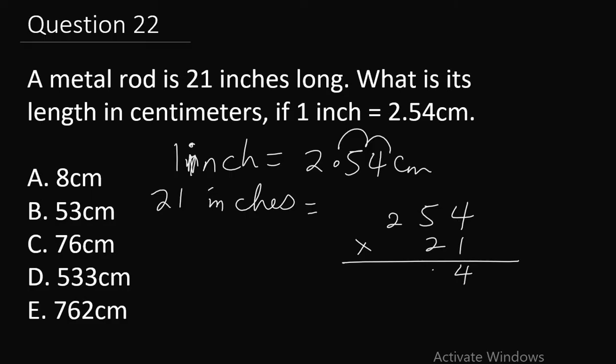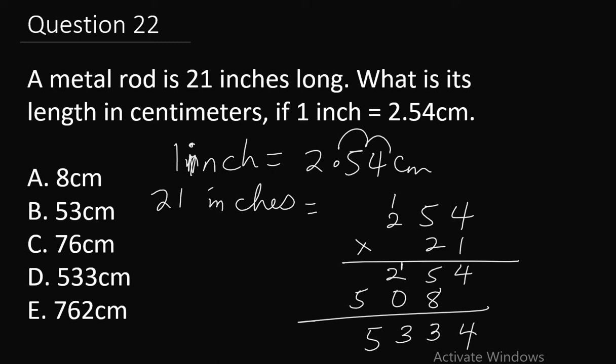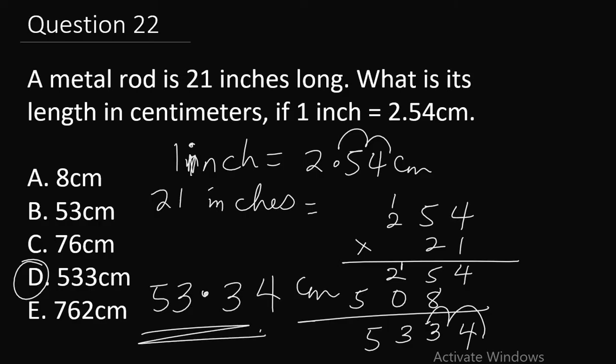1 times 4, 4, 1 times 5, 5, 1 times 2, 2. 2 times 4, 8, 2 times 5, 10, 0, carry 1, 2 times 2, 4, plus 1, 5. So we have 4, 8 plus 5, 13, 3, put 1 here, 2 plus 1, 3, bring down 5. Remember, we have 2 decimal places, you move 1, 2, put your point. So the right answer is meant to be option D, 53.34 centimeters. I think there's a mistake in the option. So this is the right answer.